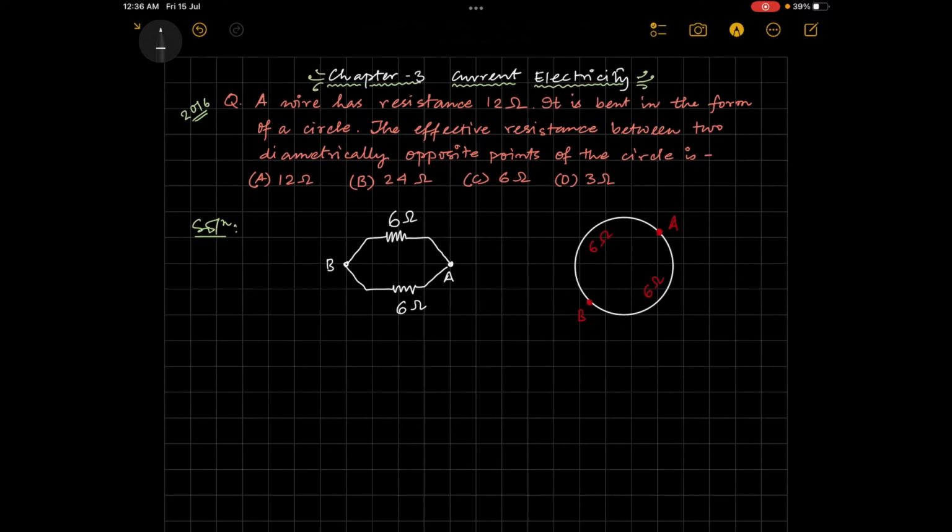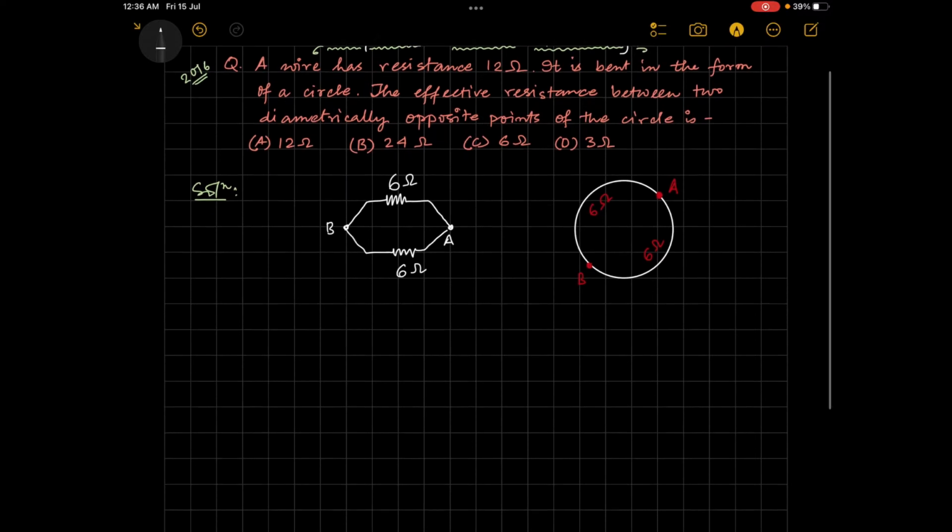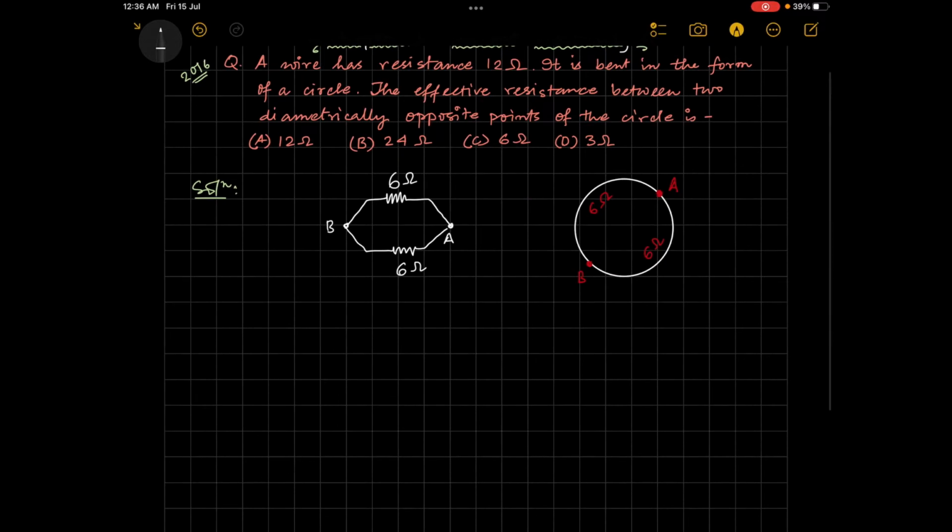Now if I want to find the effective resistance between two diametrically opposite points, I have to see if some current flows through this point. Does the same current flow through the two resistances? The answer is no, because the current gets divided here at the point B, and some amount of current flows through the upper resistance and another current flows through the lower resistance.